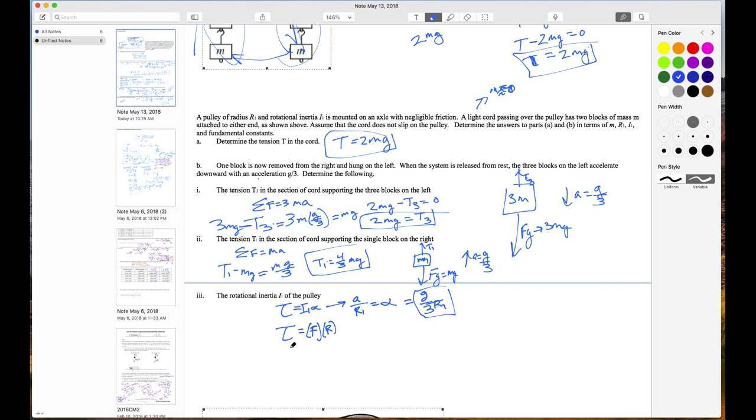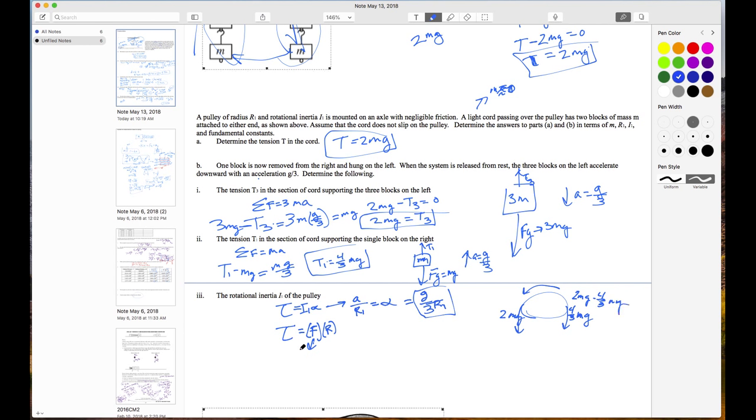And if we take this force, well, what is that force? I have this force downward, this tension downward on that side. I also have a tension downward on that side. This one is 4/3 mg. This one is 2 mg. And so we see that we have a net counterclockwise torque, a net positive torque of 2 mg minus 4/3 mg.